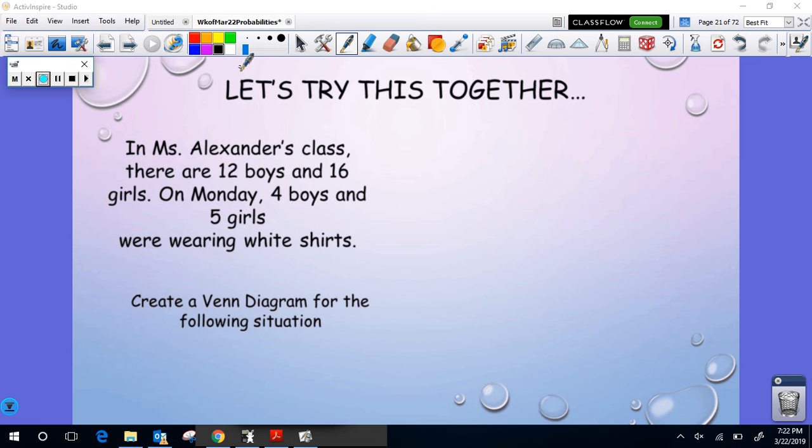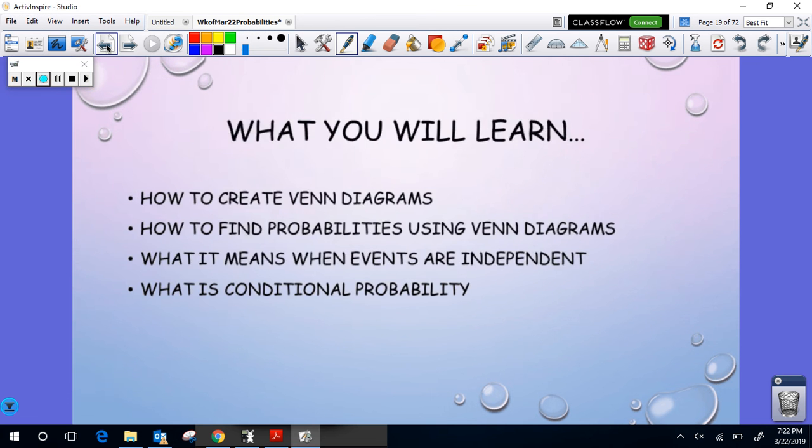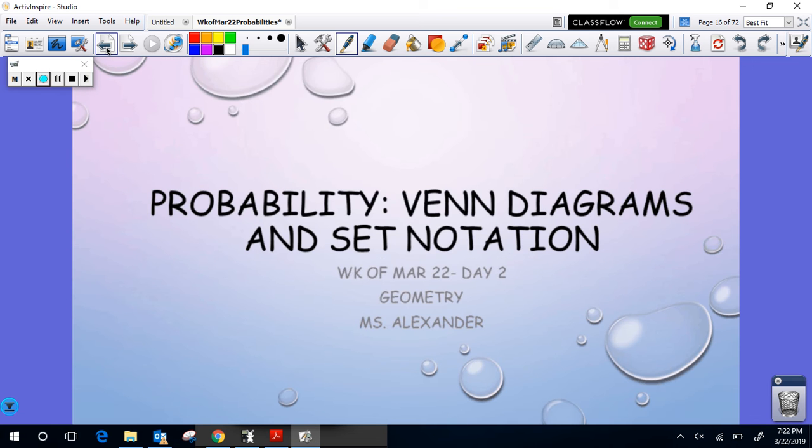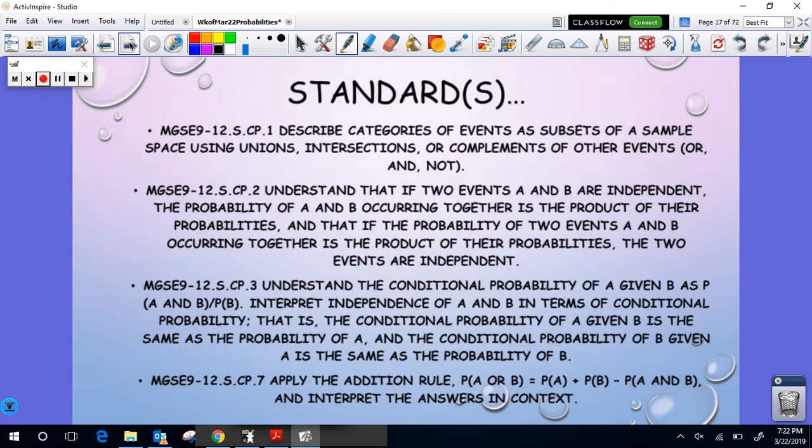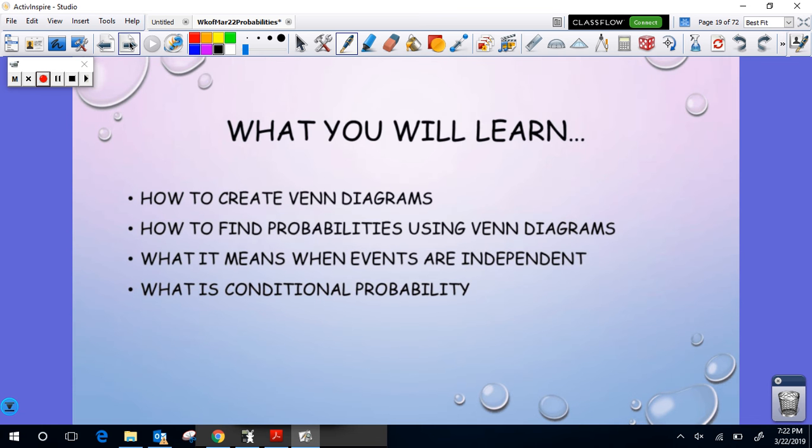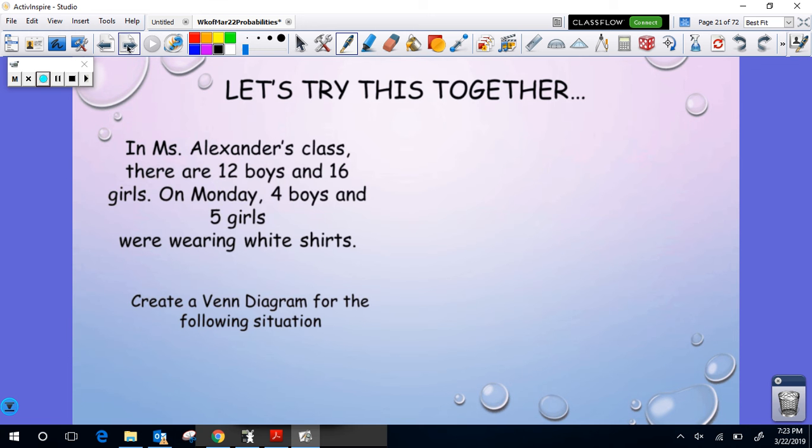Okay, so now we are going to talk about Venn diagrams and set notation. What you're going to learn here is how to create Venn diagrams, how to find probabilities using Venn diagrams, what it means when events are independent, and what is conditional probability.